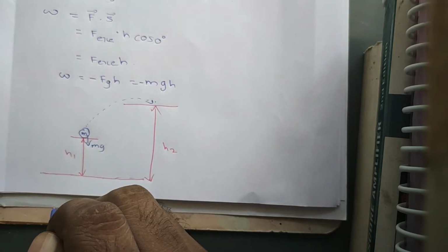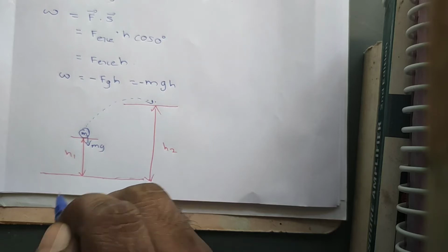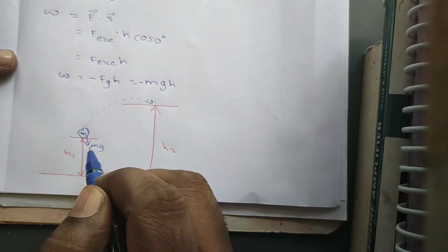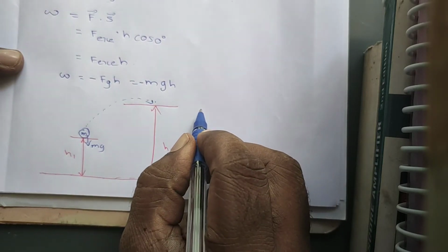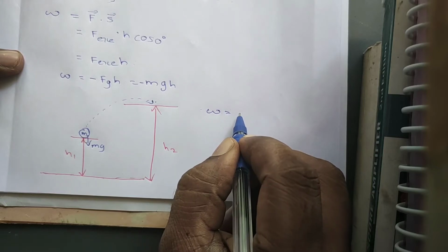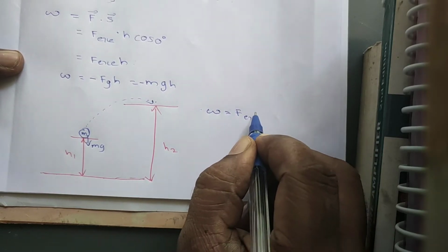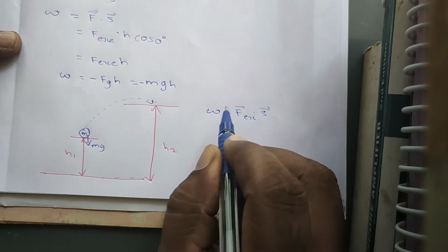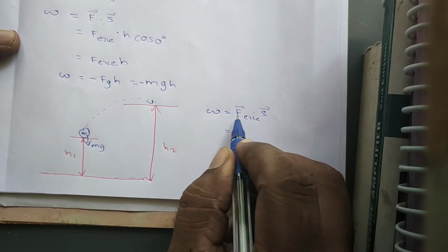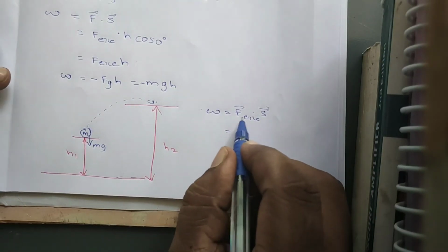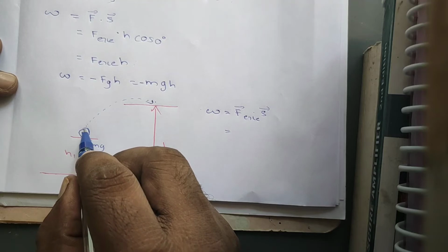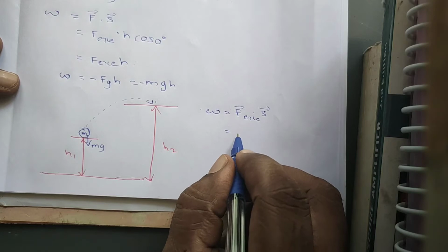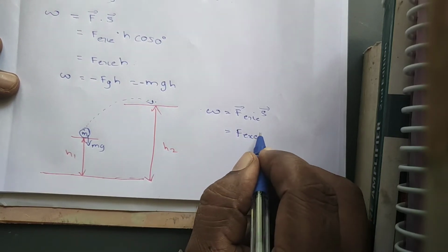I have to supply an external force in the opposite direction of the gravitational force of attraction. So what is the work done? Work done is equal to F external dot displacement. F external and displacement are in the same direction, so F external into displacement.